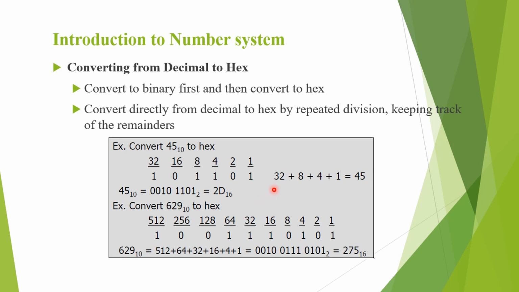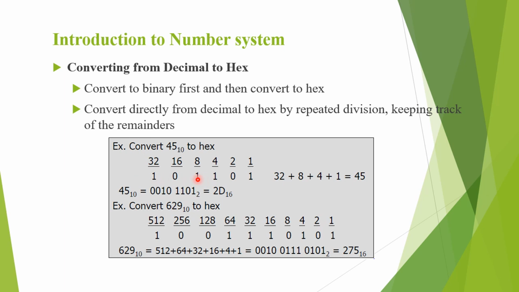So now 32 is 2 to the power 5. So the MSB is 1. Next 2 to the power 4, 16 is not there, so 0. Next 2 to the power 3, 8 is there, 1. Next 2 to the power 2, 4 is there, that is 1. Next 2 to the power 1 is not there, so it is 0. And 2 to the power 0 is there, so it is 1. So the binary representation is in 4-bit form.